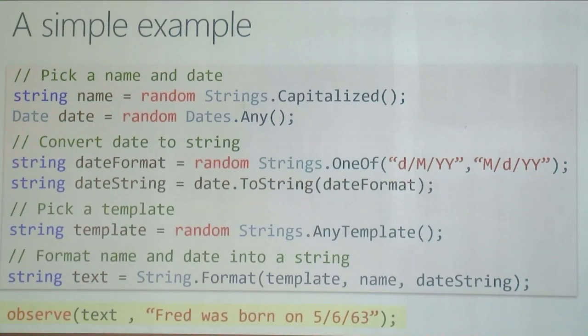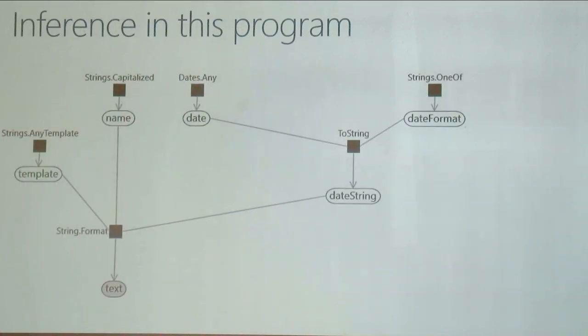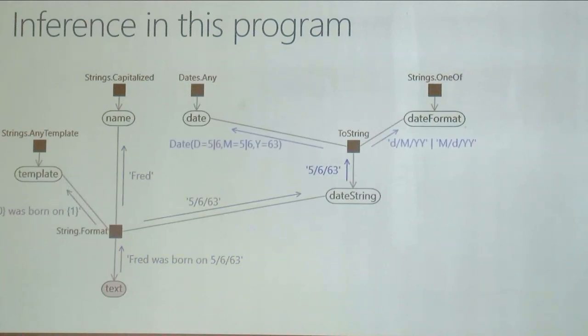So we could, for example, observe the text "Fred was born on 5663", and we're observing here the variable called text. Okay, so to just get some insight into the inference, we'll revisualize the probabilistic program as a factor graph, and here the ovals are the variables and the black boxes correspond to the functions in the program, say how the variables fit together. So we observe the text, and then the inference algorithm propagates messages throughout the graph. And once it's converged, we can read off posterior distributions from the graph.